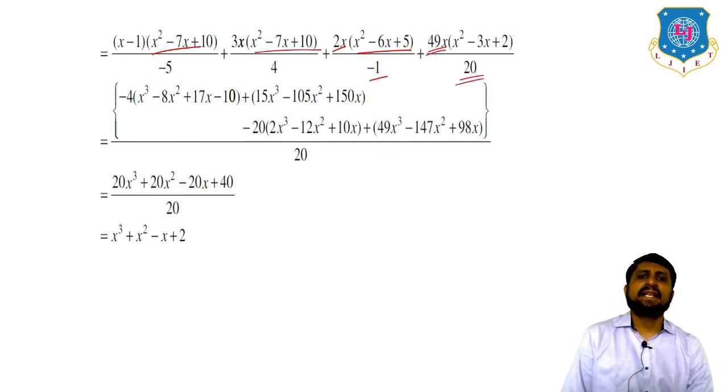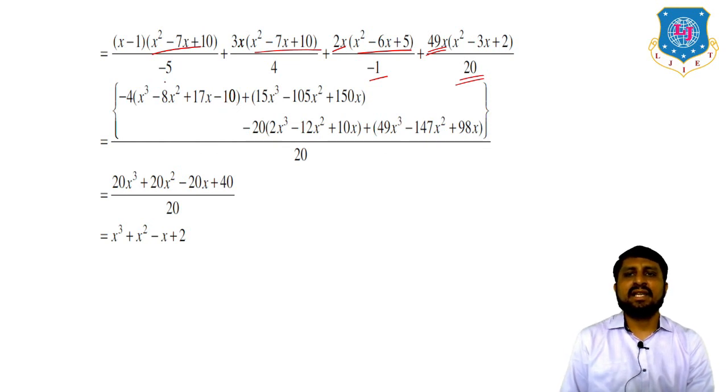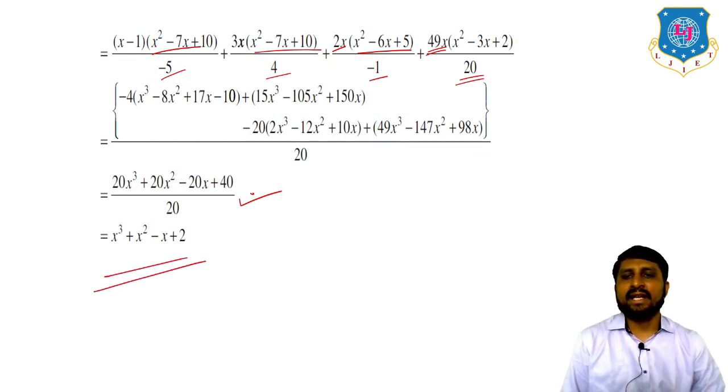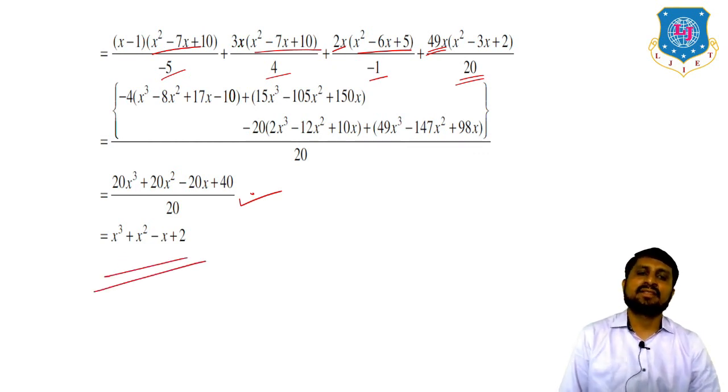Now you can easily calculate, take LCM as 20, because in the denominator you have 5, 4, 20. So take LCM as 20. So this term you have to multiply with 4, this second term you have to multiply with 5, and this third term you have to multiply with 20. Okay, and calculate. Finally, you will get this answer. This is our interpolating polynomial: x cube plus x square minus x plus 2.